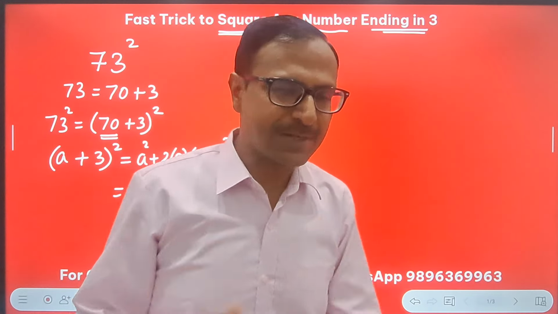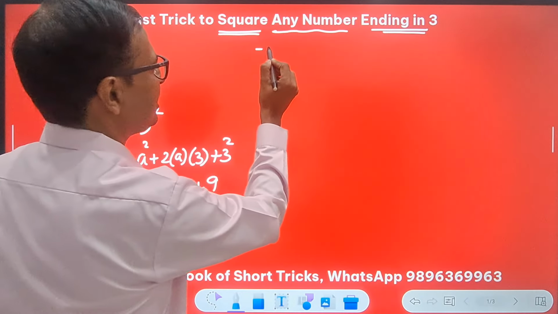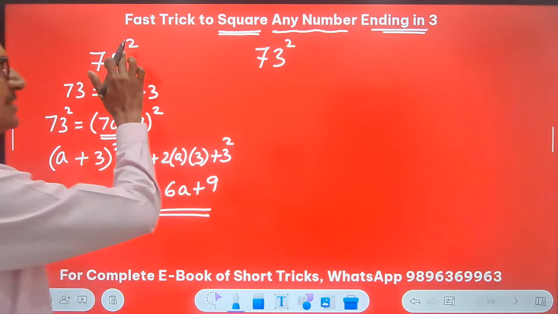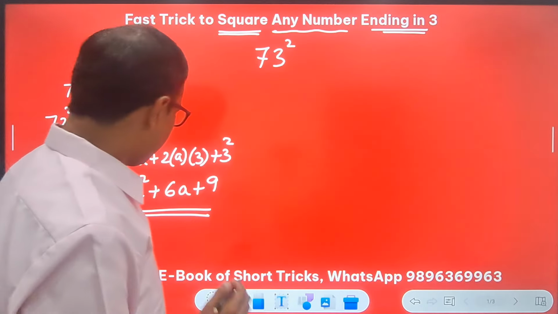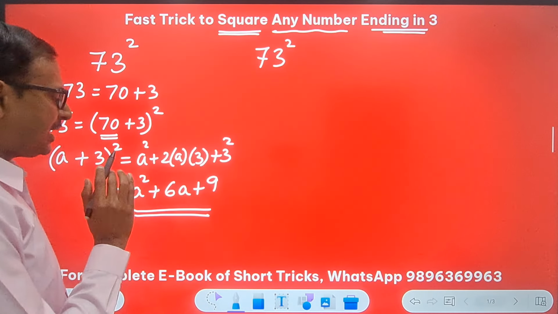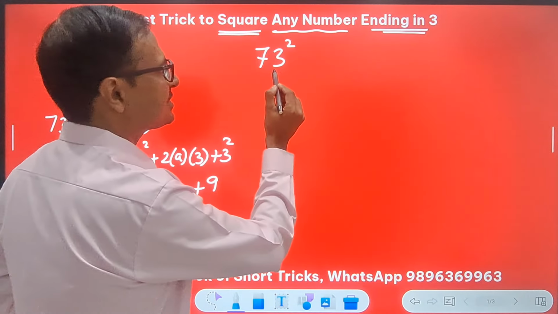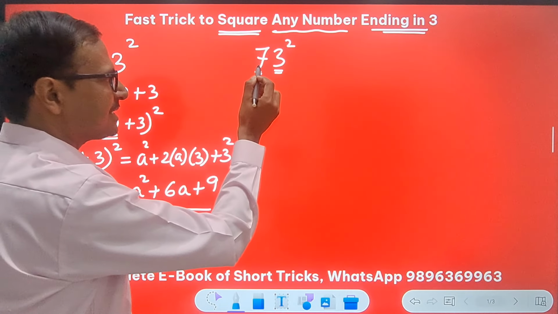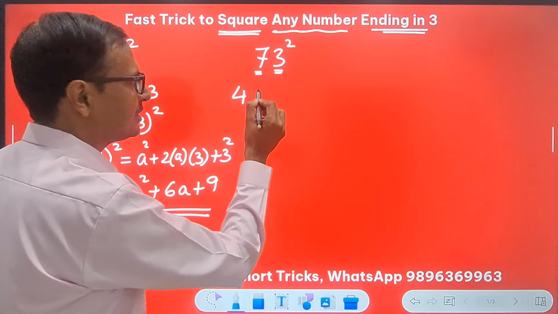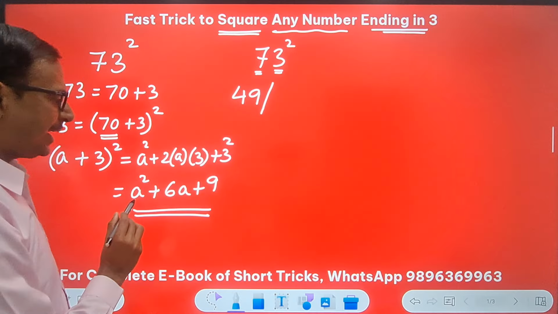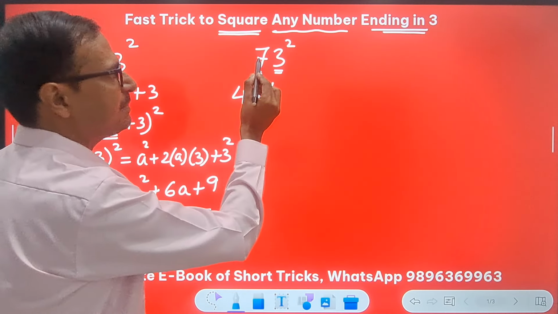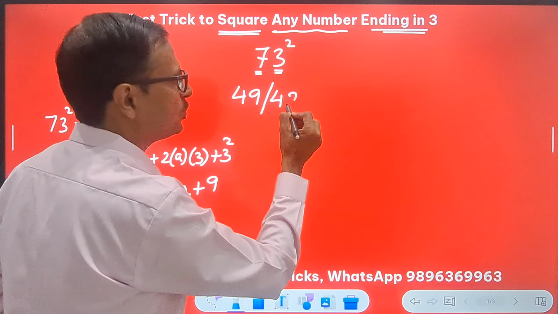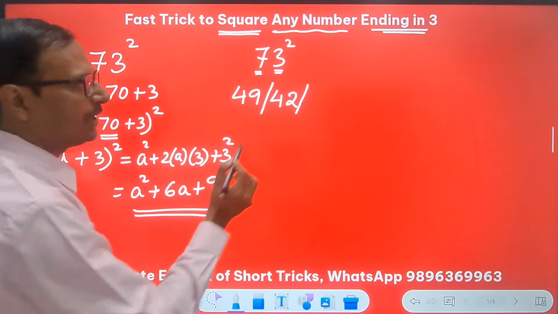See how this works now. Suppose I have to square 73. So I am applying it for the same number here, 73. A square. Now a square, just forget this 3. This is 7, right? And I know that 7 square is 49. So I did a square. And then 6a. 6 times 7 is 42. And finally we have the 9.